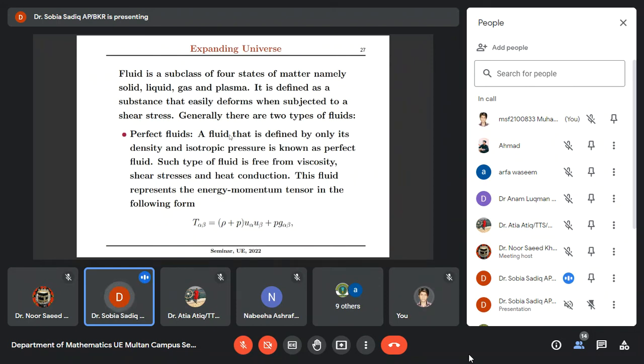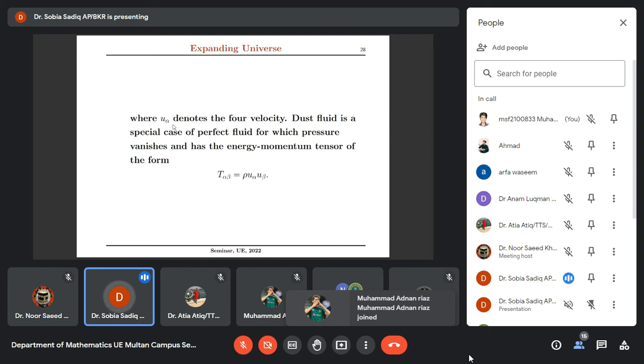A perfect fluid is defined as a fluid characterized by only its density and isotropic pressure. Such a fluid is free from viscosity, shear stresses, and heat conduction. The energy momentum tensor for such a fluid is given over here. Here rho represents the energy density, this is the pressure of the fluid, U alpha represents the velocity of the fluid, and g alpha beta is the metric tensor. U alpha, as I told you, denotes the flow velocity.